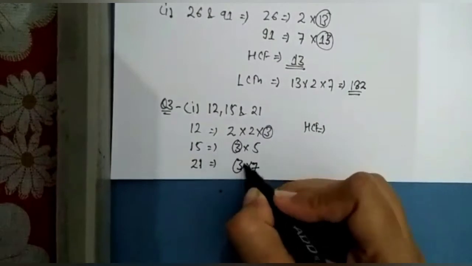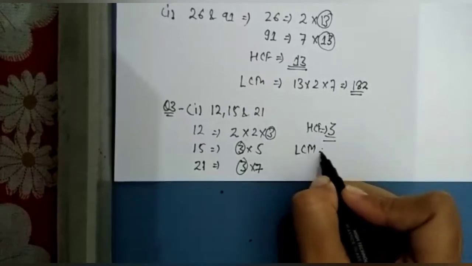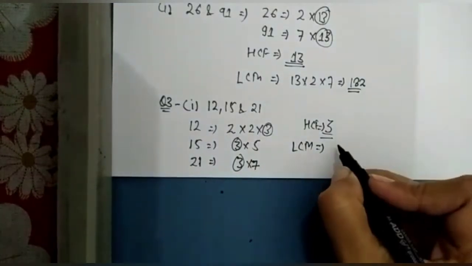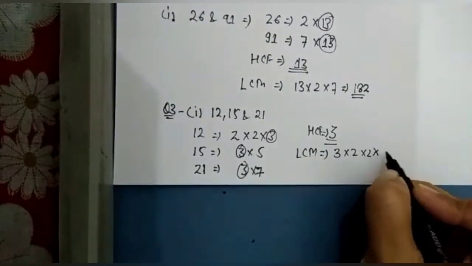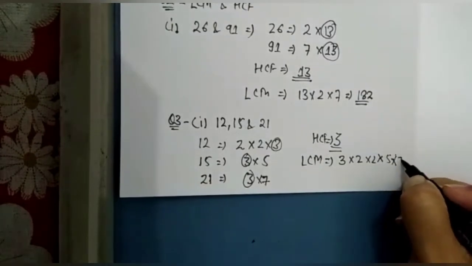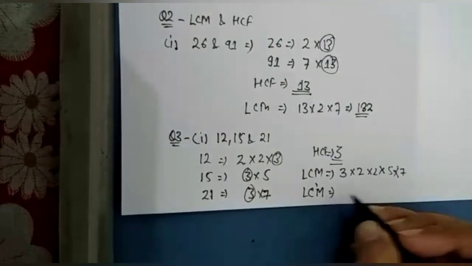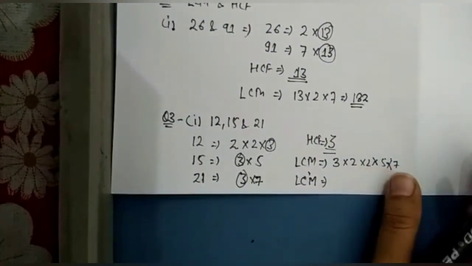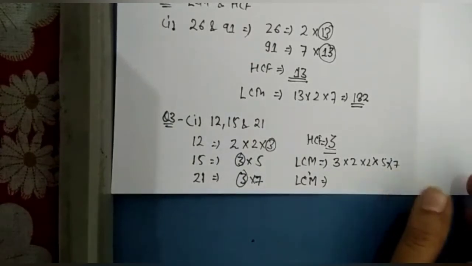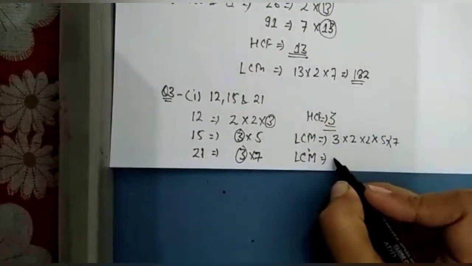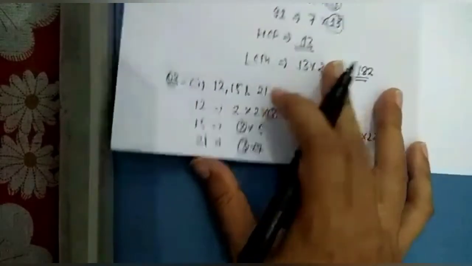Now what will be the HCF? Here 3 is common, so the HCF will be 3 only. And what will be the LCM? The LCM will be 3 into 2 into 2 into 5 into 7. Now you can multiply this. 3 into 2 into 2 into 5 into 7, that is 2 to the power 2 into 3 into 5 into 7, and if you multiply this, you will get your answer, that is 420. This will be your answer.